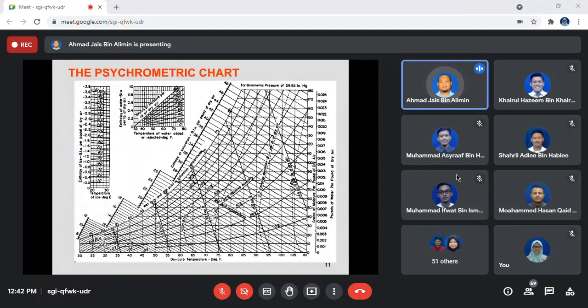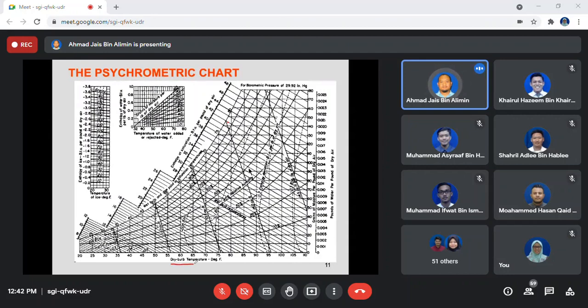I'm not sure about this semester's final examination. Will there be questions that require you to use the psychrometric chart? But usually it's either this one or the cooling tower. So usually it's alternating.